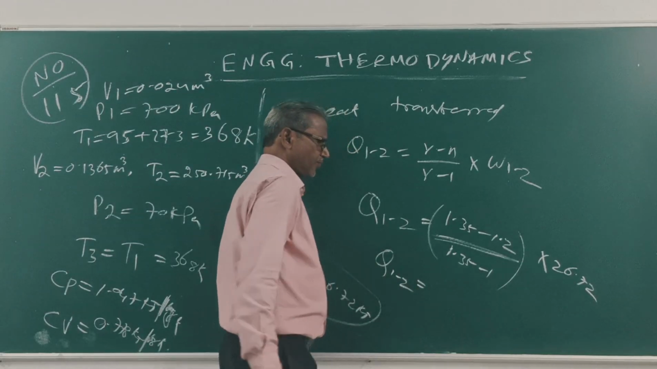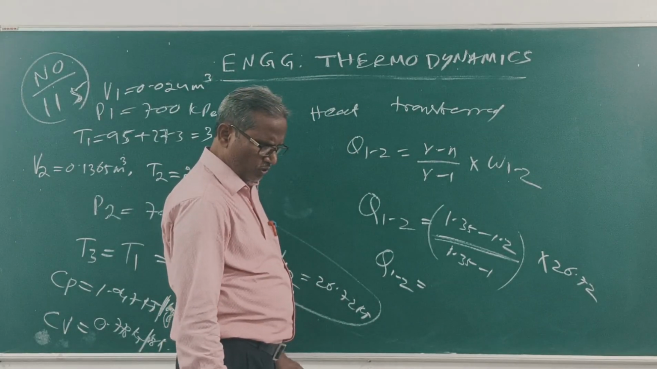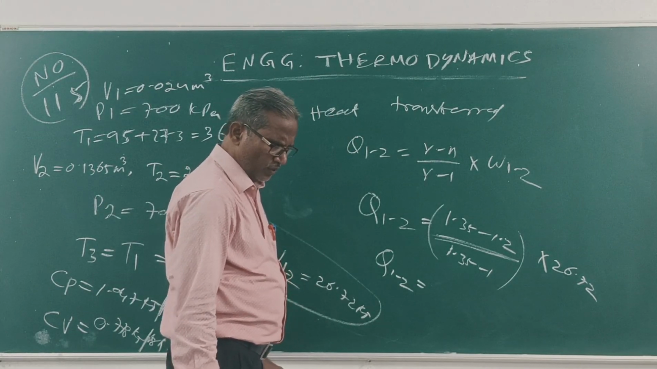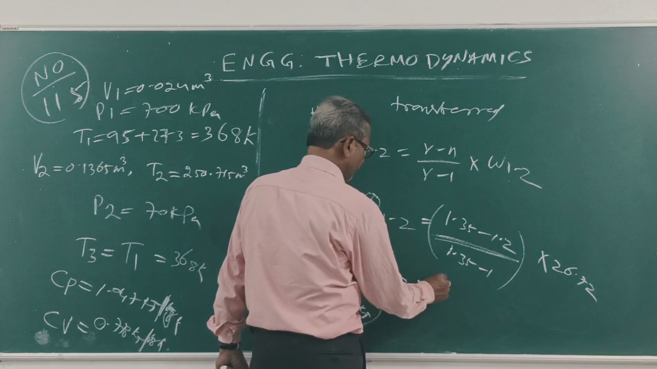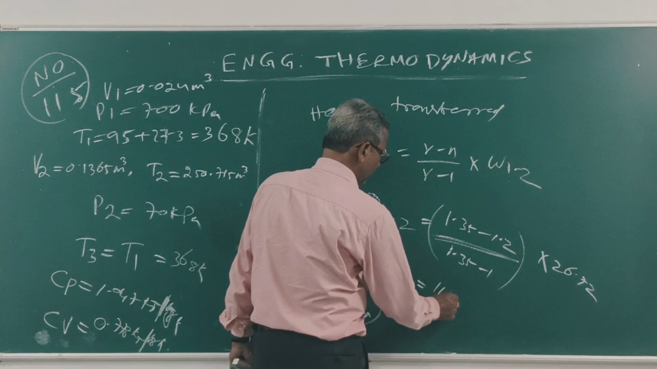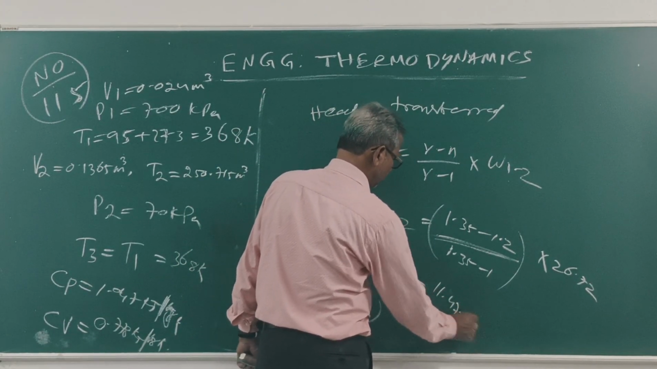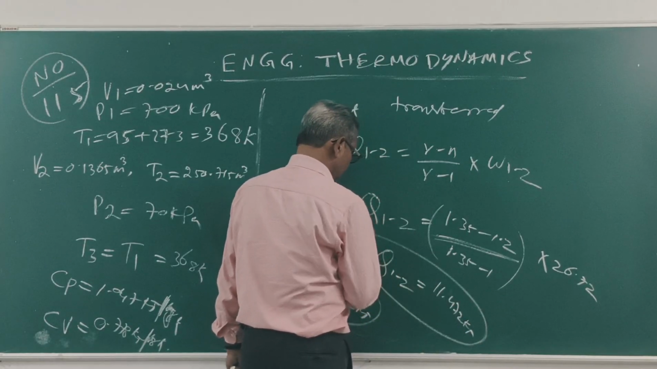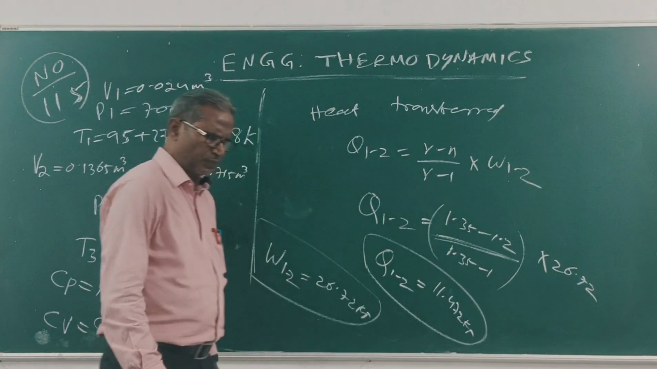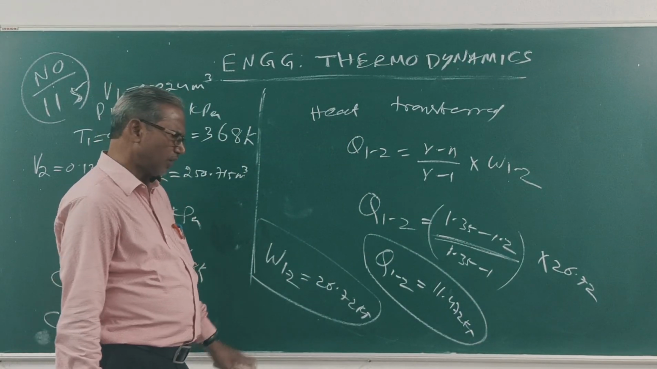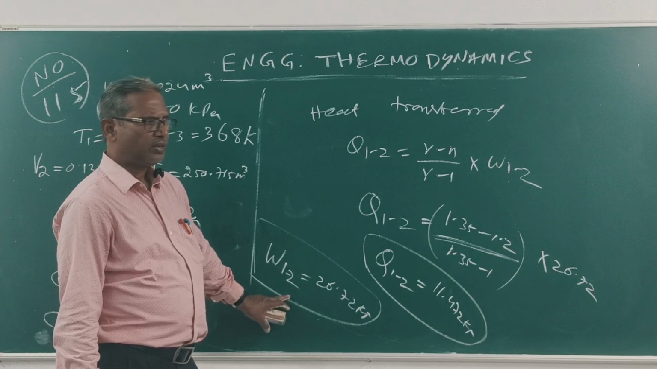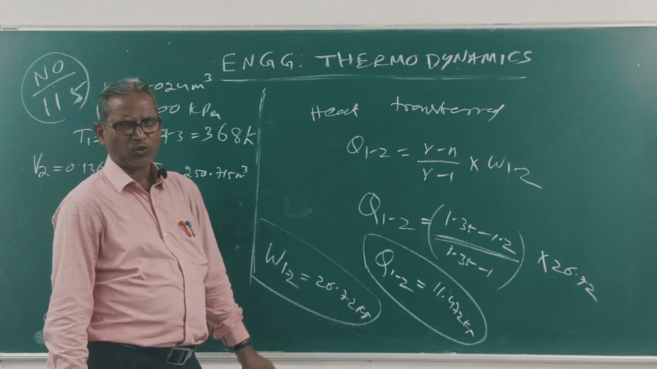Now Q12 is equal to 11.470 kilojoule. This is the heat transfer. What is W12? Next, change in entropy.